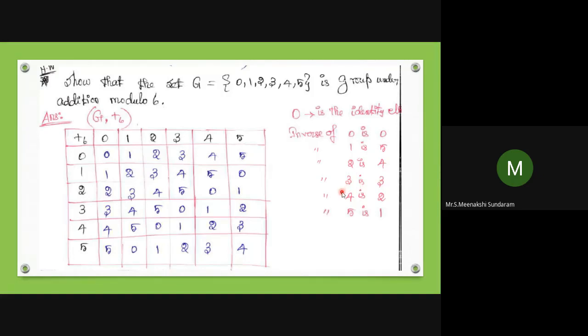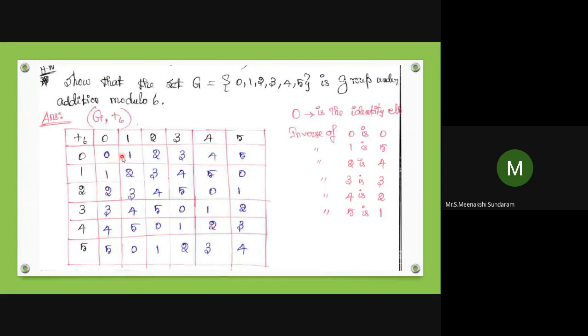Sometimes they ask for an example, so this is the best one to write. For this, just drawing the Cayley's table is enough. Clearly from the Cayley's table, the closure property and associativity are satisfied. The identity of the given group is 0. Then write that 0 is the identity and the inverse of each. If you want to check abelian, it is abelian.